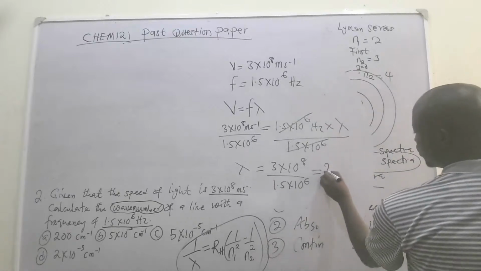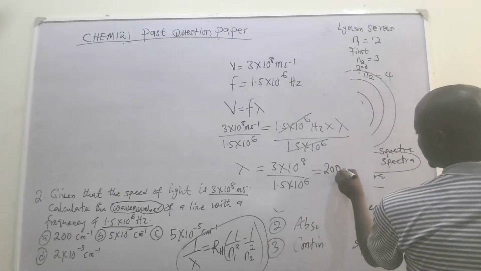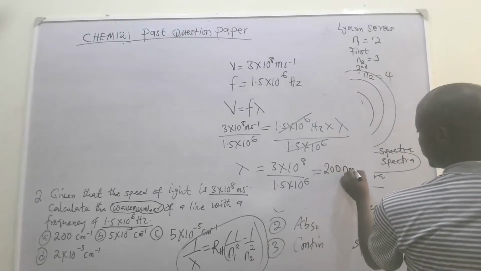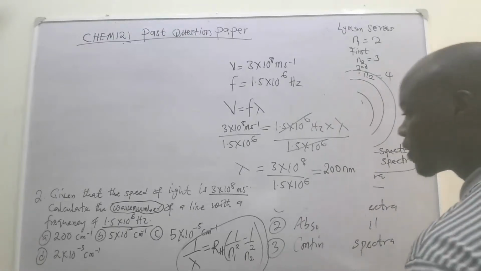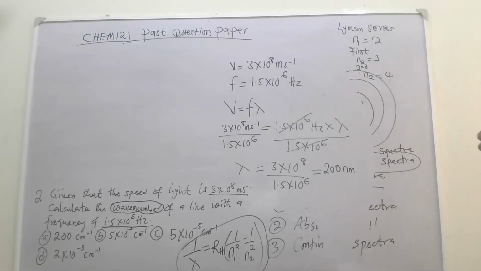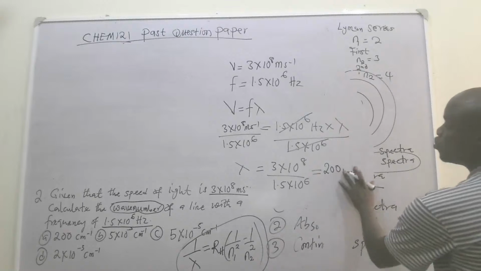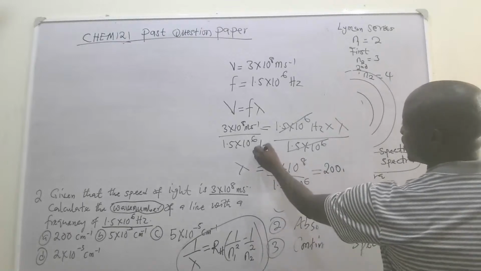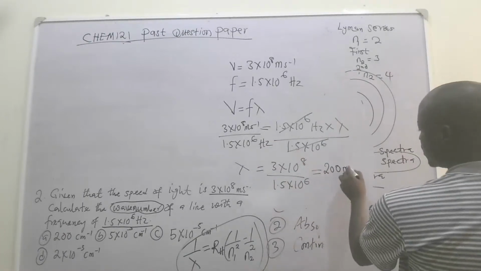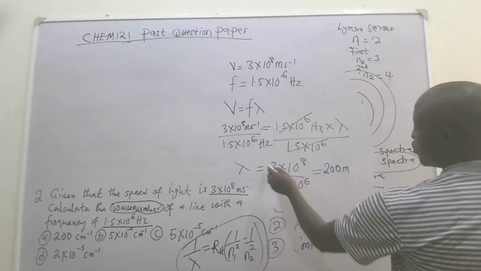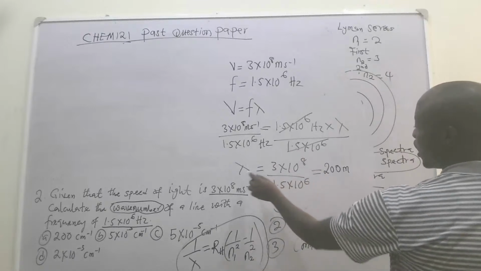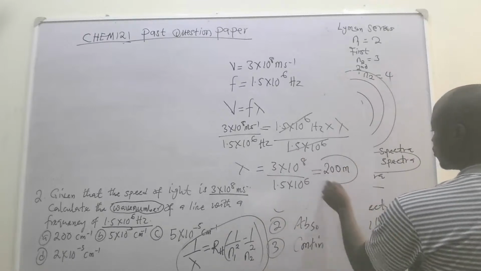We have 200, and because the frequency is in hertz, we have 200 meters. So therefore from here we have our wavelength as 200.